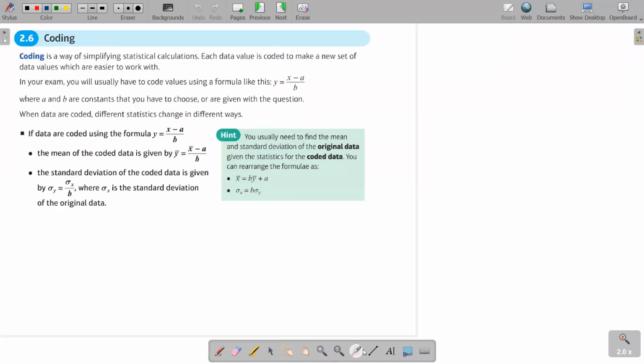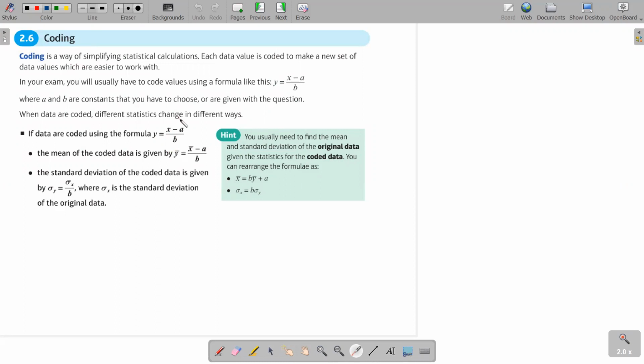Okay, so now we move to the last part of this lesson. We are going to learn about coding. How do we use coding in statistical calculations? Coding is a way to transform our data. So why do we use coding? It's a method of transforming our data.